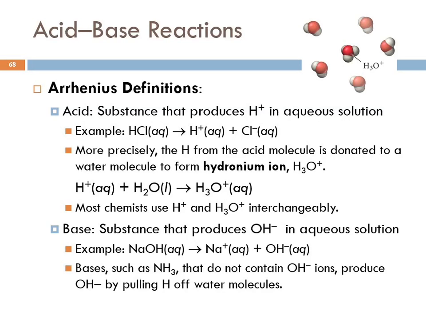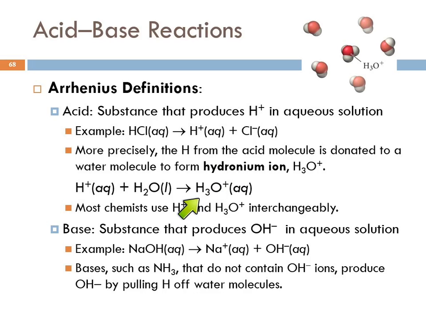It doesn't actually float around by itself. What happens is this proton, this hydrogen ion, is actually donated to a water molecule and forms the hydronium ion. And here's a picture of a hydronium ion. It's a water molecule with an extra hydrogen ion, so it's got a plus charge, H3O+. And we could write it as an equation like this, H+ plus H2O gives this hydronium ion.